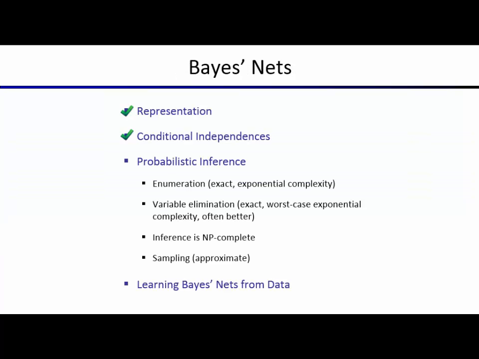All right, so what we've seen so far in Bayes nets is how they can be used to represent distributions, and what the conditional independences are that are encoded by the graph structure. Now we're going to look at probabilistic inference. Today, we'll look at these topics here, and then on Tuesday, we'll look at sampling.